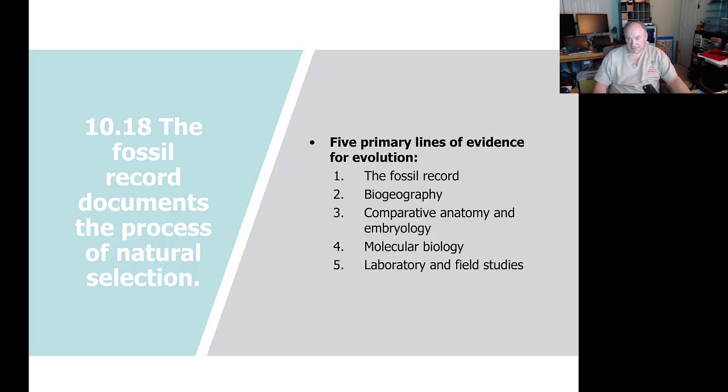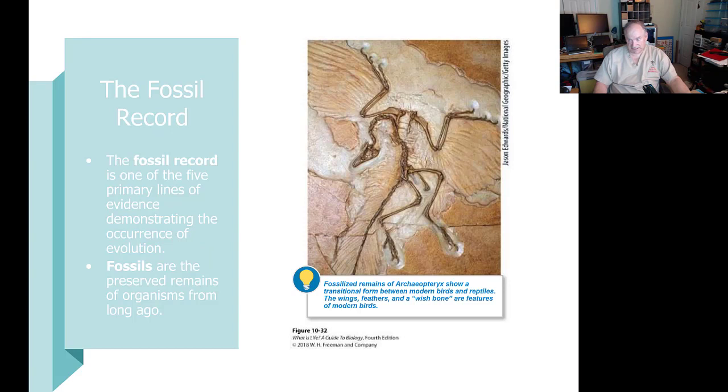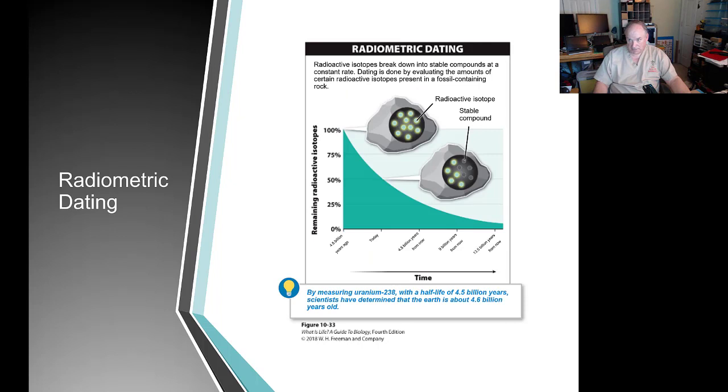There are 5 primary lines of evidence for evolution: the fossil record, biogeography, comparative anatomy and embryology, molecular biology, and laboratory and field studies, and they can pretty much show these sorts of things. The fossil record, Opthioptrics, shows transitional forms between modern birds. You can see certain similarities and the like.